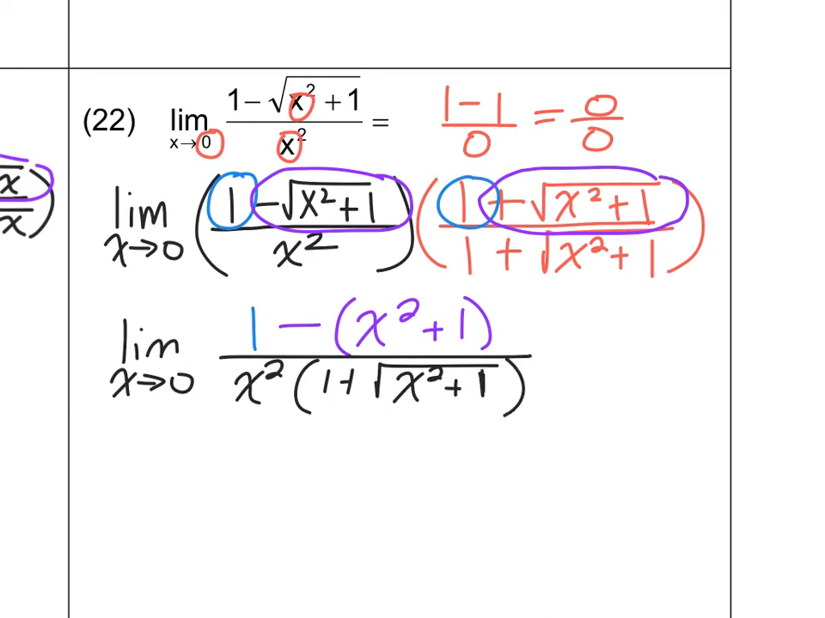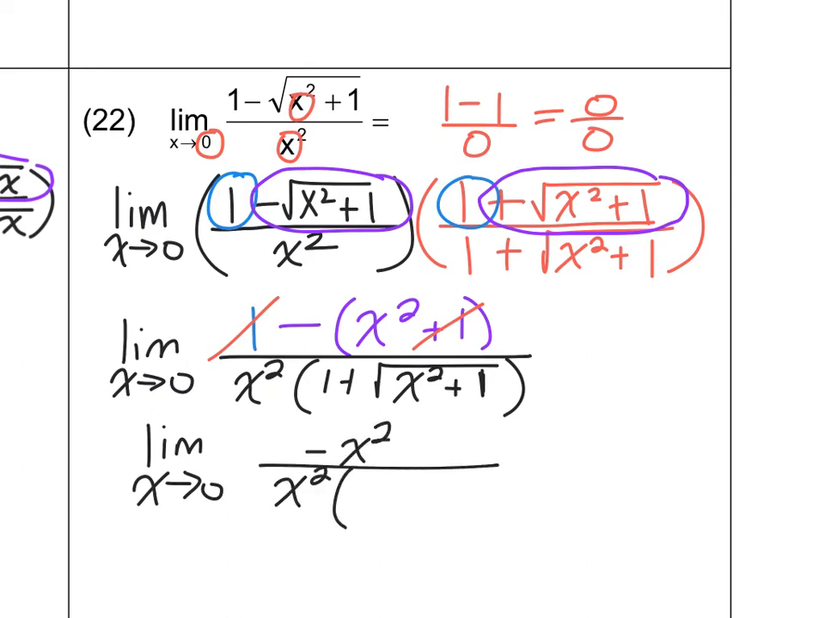With the conjugate process, you're going to end up with a big old mess, but then it's going to clean up beautifully. All right. So, simplifying the numerator, 1 minus x squared minus 1. Well, the 1 minus 1, that's easy. That's just a 0. All right. So, boom, shakalaka. So now we have limit as x approaches 0 of negative x squared up top and x squared times 1 plus root x squared plus 1 on the bottom.